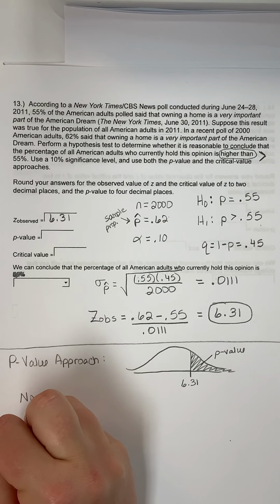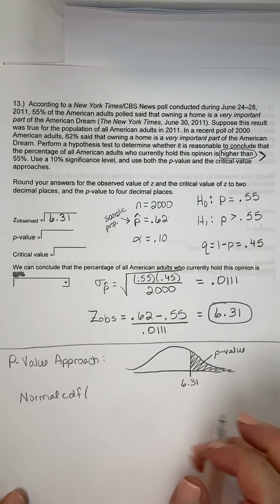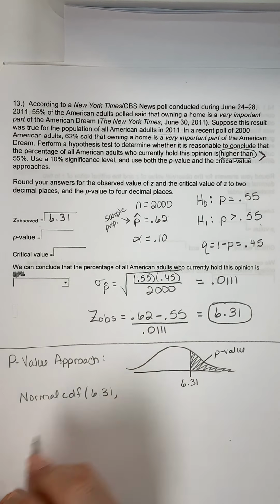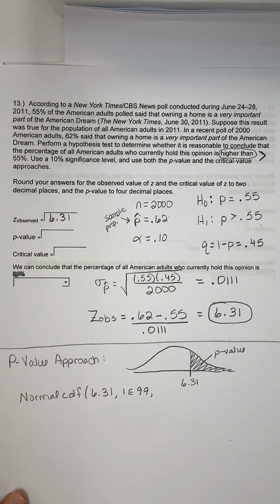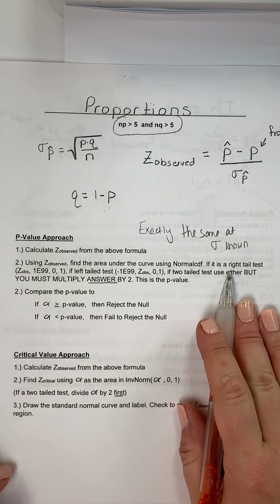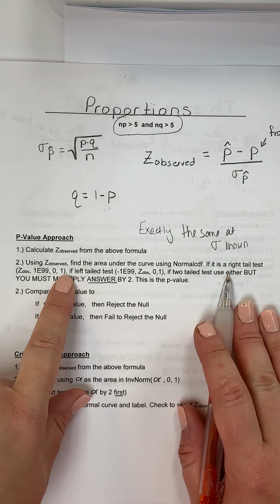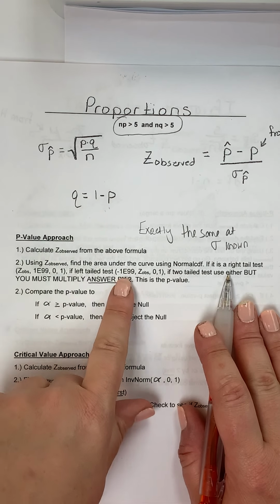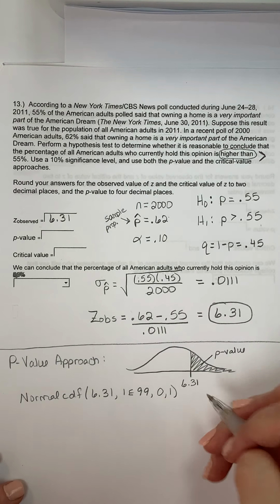So you're going to do normal CDF, your lower bound 6.31, your upper bound is positive infinity, 0, 1. And if you forget that, it's right here. Okay, right-tailed test, z observed, positive infinity, 0, 1. It tells you what to do with a left-tailed, tells you what to do with a two-tailed. This little sheet tells you everything you need to know.